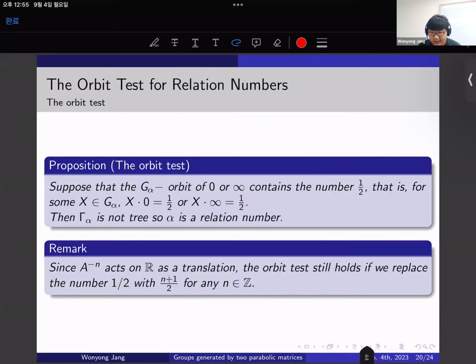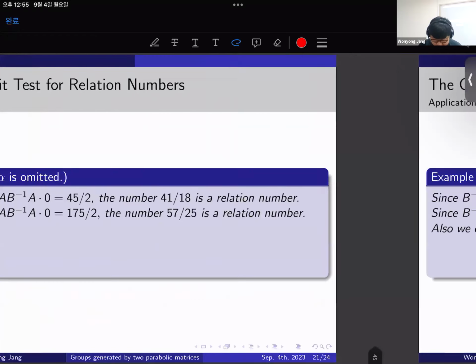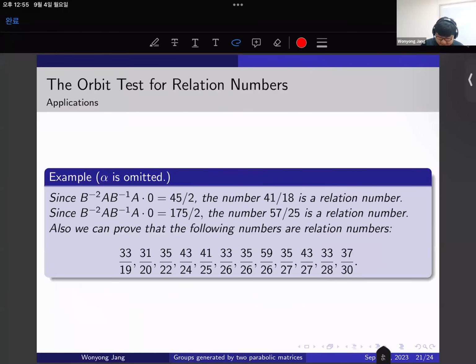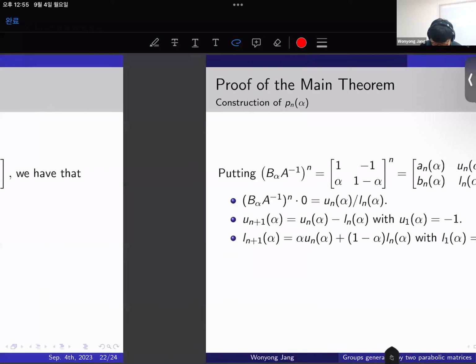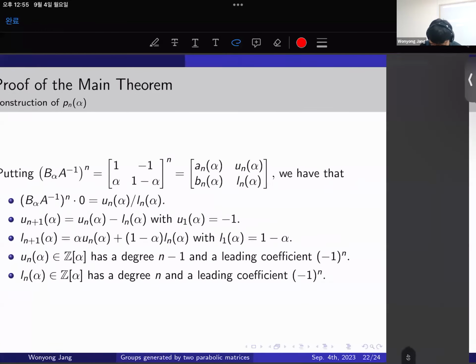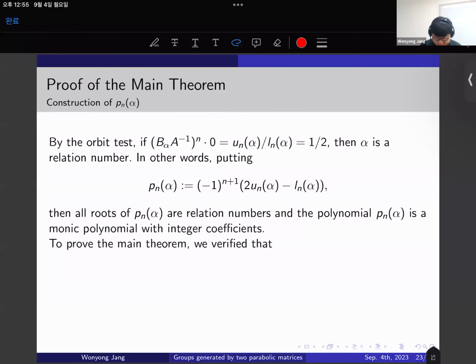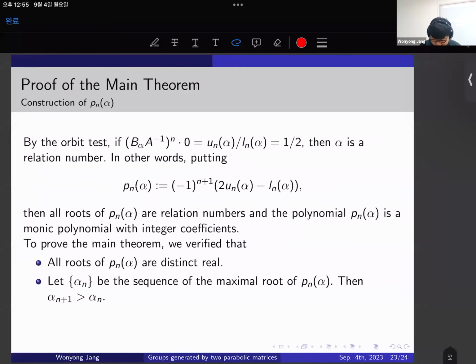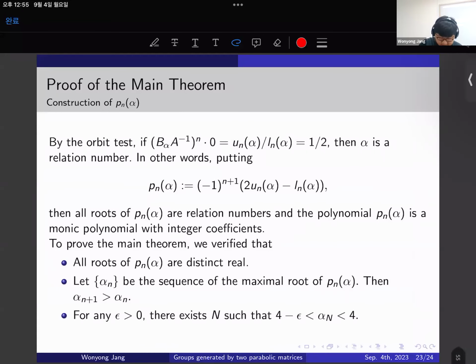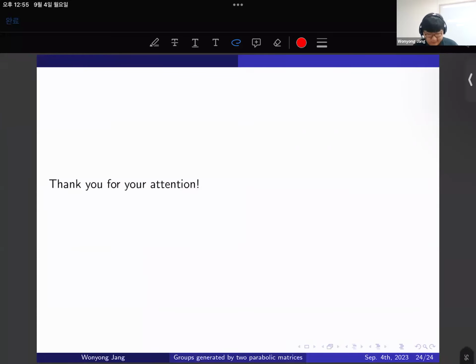Actually, time is over. So it is a new example of relation numbers, using the orbit test. I will skip the construction of P and alpha, and I think it is time to finish. So thank you for your attention.